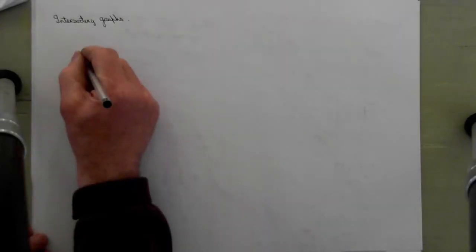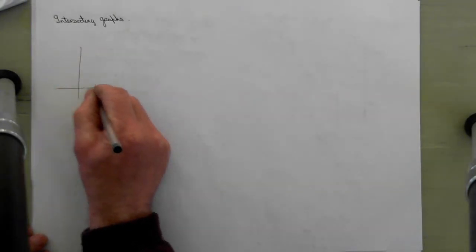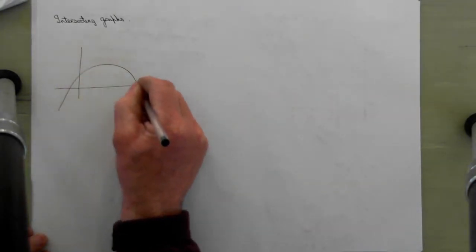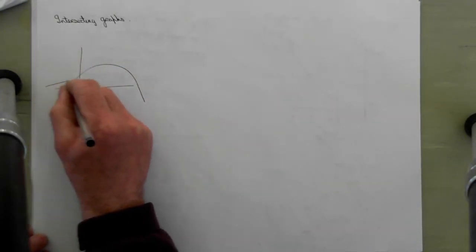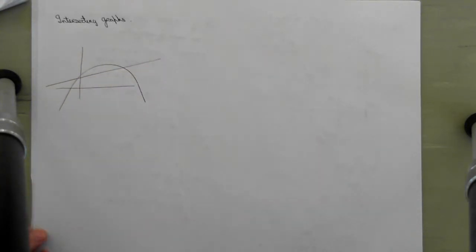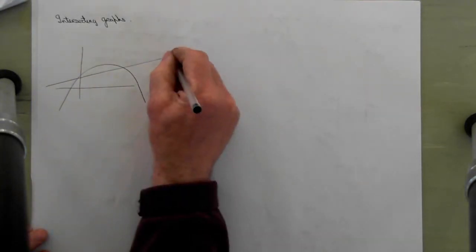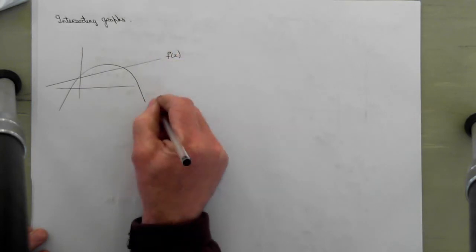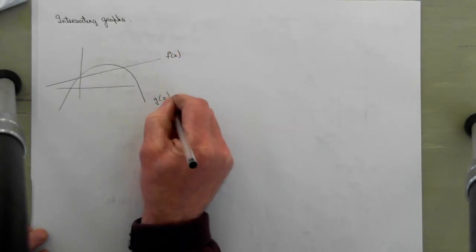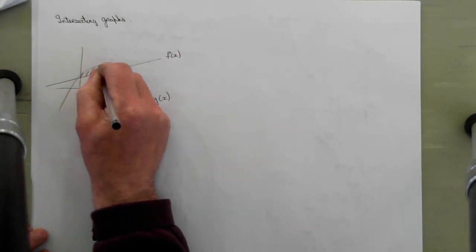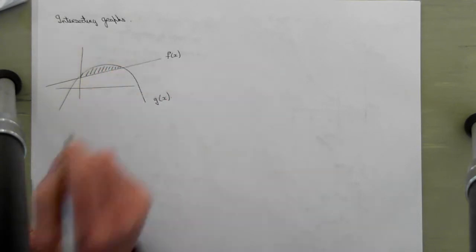Graphs, I'd be more than likely looking for the area between them. There would be intersecting graphs. We call this f of x, and that will be g of x. And I'm looking for the area bounded between them.